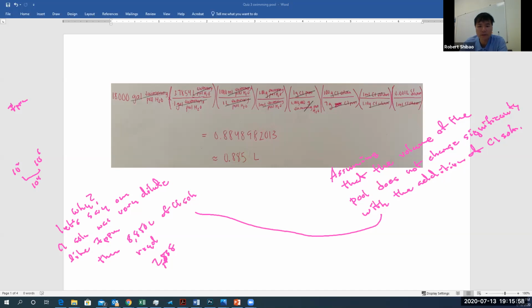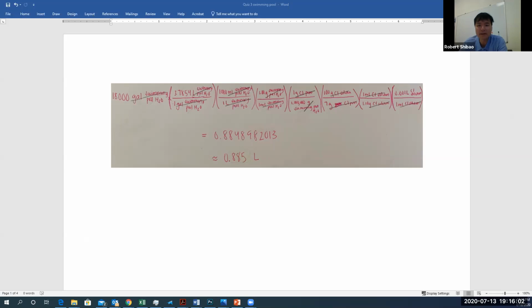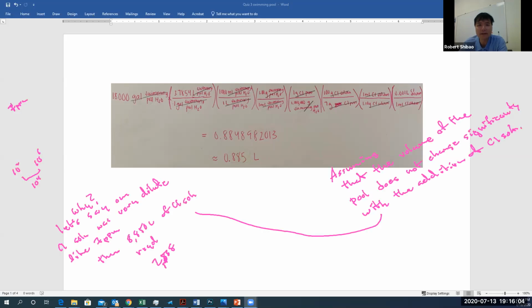Oh, shoot. I didn't want to clear that. Let me undo that here. And let me erase this here. 2,338 gallons. If you have to add 2,338 gallons, this is a problem.